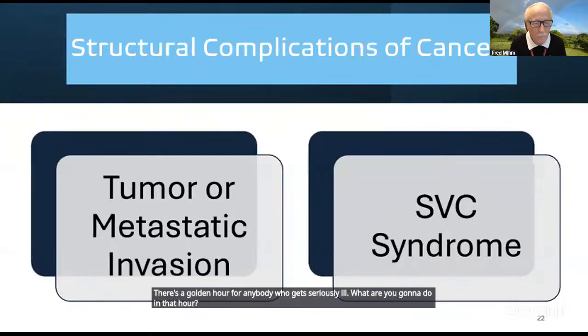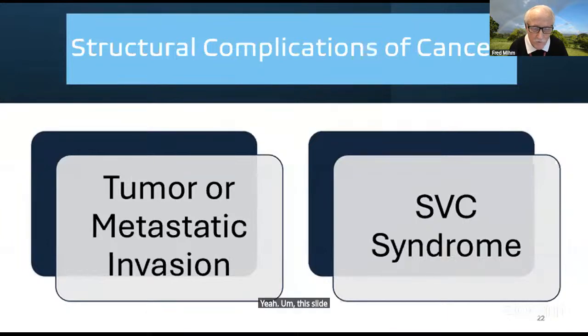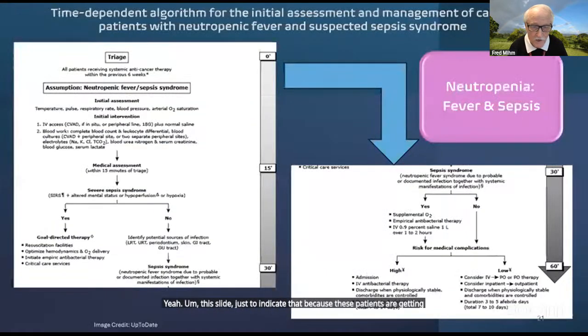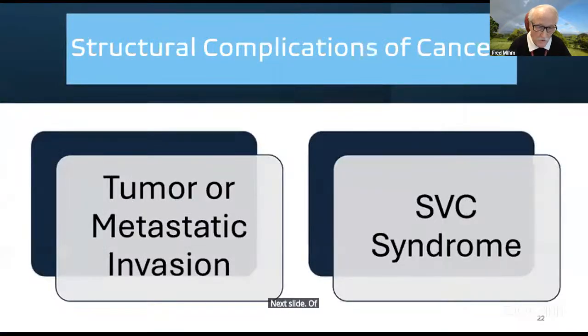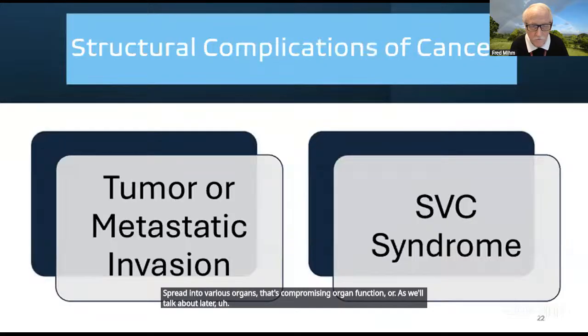This slide just indicates that because these patients are getting chemotherapy and are neutropenic, they have advanced cancer, and so you may have additional problems. Next slide. Of the tumor burden itself, if they have a solid tumor, it may have spread into various organs, compromising organ function, or as we'll talk about later, they might have compression of major blood vessels causing SVC syndrome.